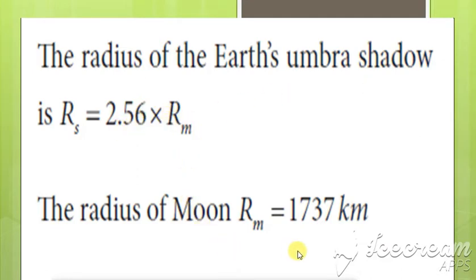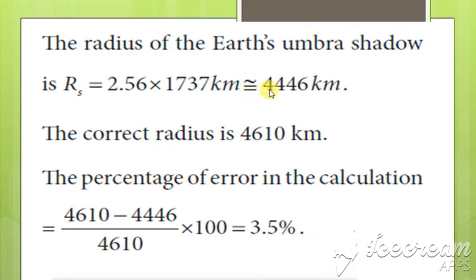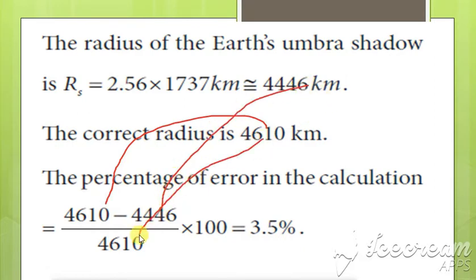and the radius of the moon we know is 1737. If you substitute this value here, we get nearly 4446 kilometer. The correct radius is 4610 kilometer. So if you subtract and divide by the total value itself and multiply by 100, we get 3.5 percent error in the calculation.